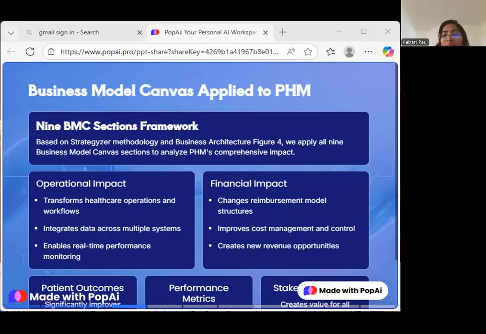By mapping PHM to the business model canvas, it becomes easier to see how this technology affects not just clinical care but also budgeting, data strategy, reimbursement models, and long term revenue.